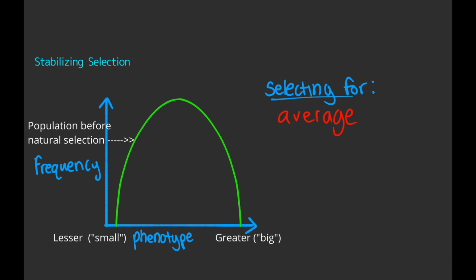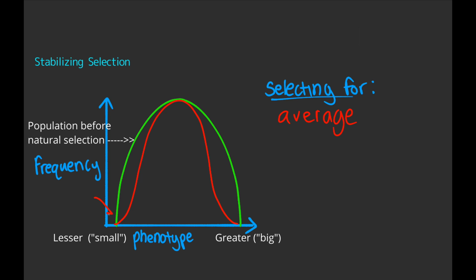So for example, let's say if we had 3 different phenotypes in a population. We have a short phenotype, a medium phenotype, and a tall phenotype. In stabilizing selection, what's going to happen is the environment is going to favor the medium phenotype. And as these medium phenotype organisms survive, they can pass on their medium genes onto their offspring. And the way that's going to look in the graph is sort of like this.